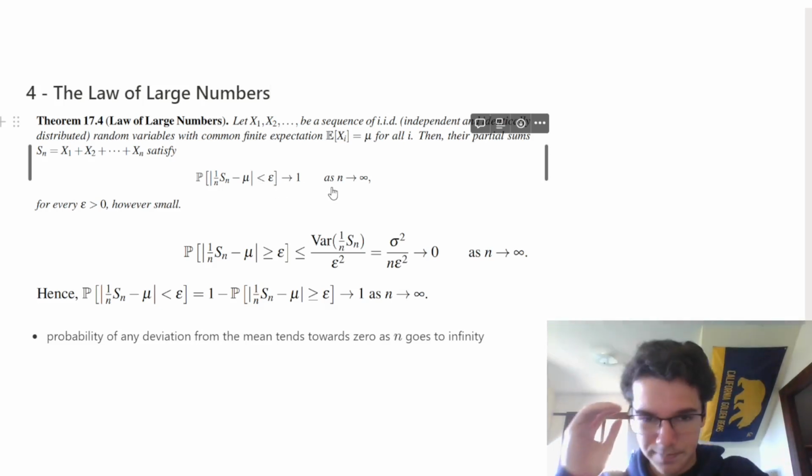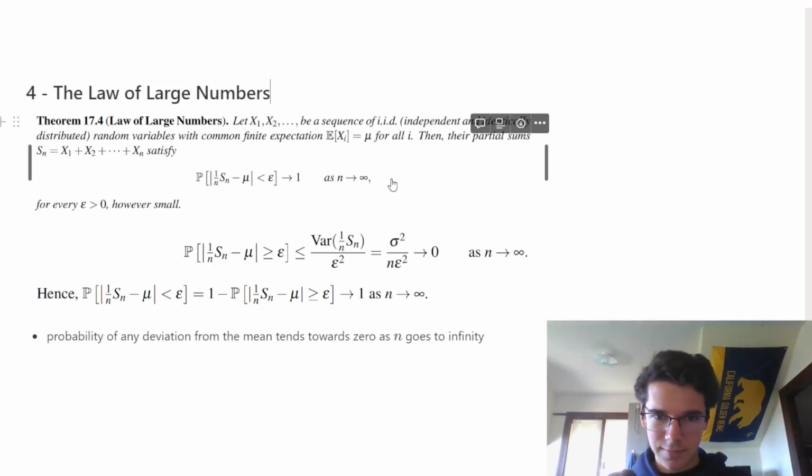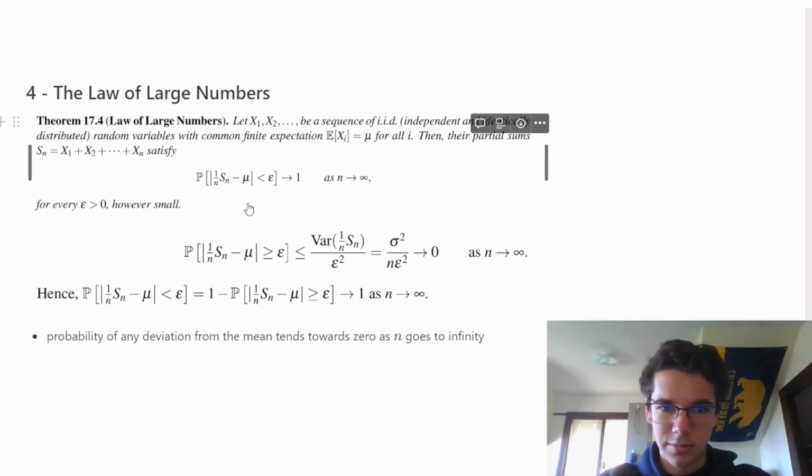Let me say that again. As n goes to infinity, the probability that our predicted probability offset from the average is less than our error is going to go to 100%. What this is saying is that, generally, the more times we sample, the more times we flip the coin, the greater the likelihood that our estimated probability will match the real probability.